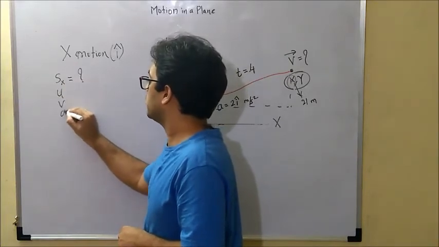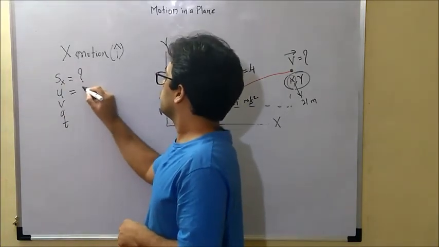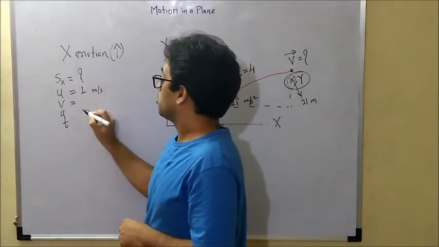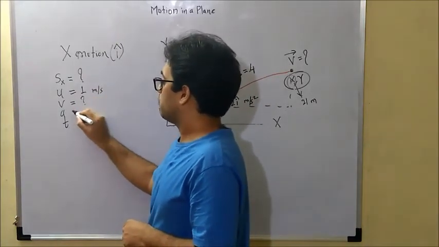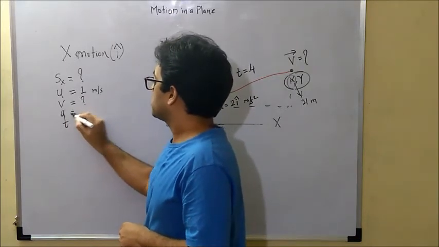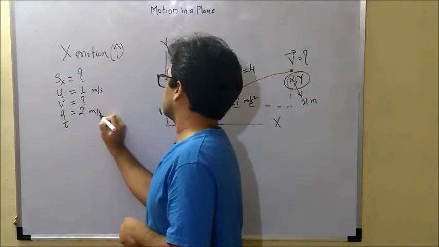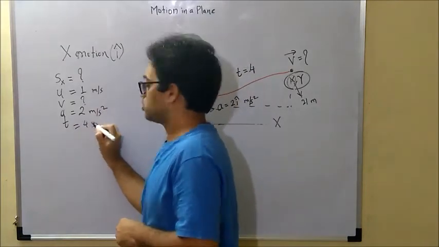So SUVAT. What is your Ux? It is 1 meter per second in the i direction. Vx was unknown. That is in fact something we need to find. Acceleration in the x direction is 2 meters per second squared. And time was given as 4 seconds, right?